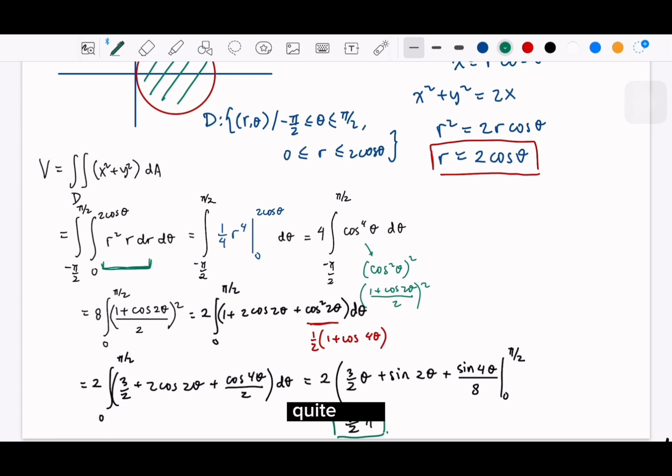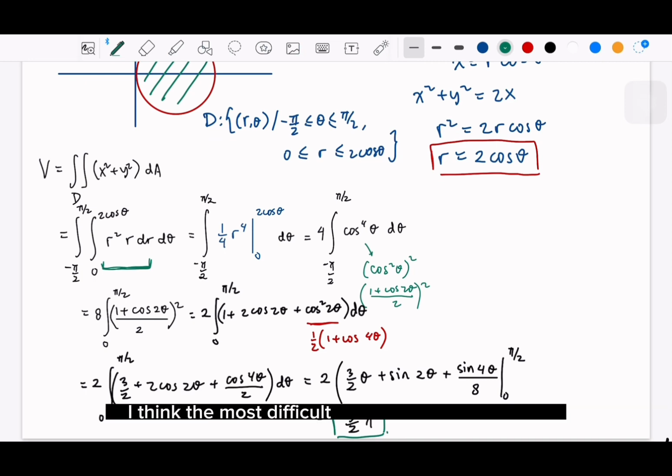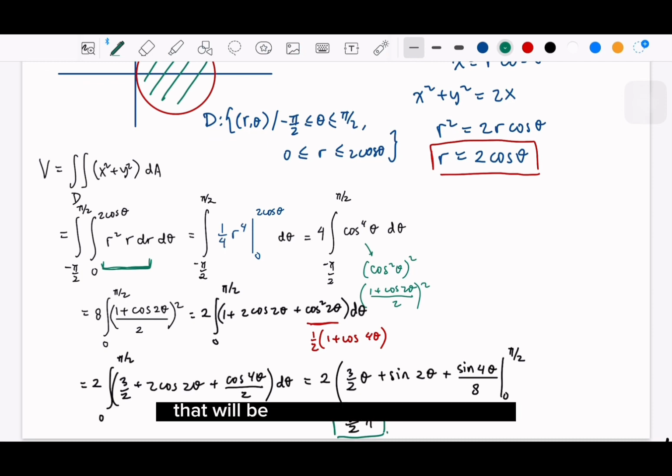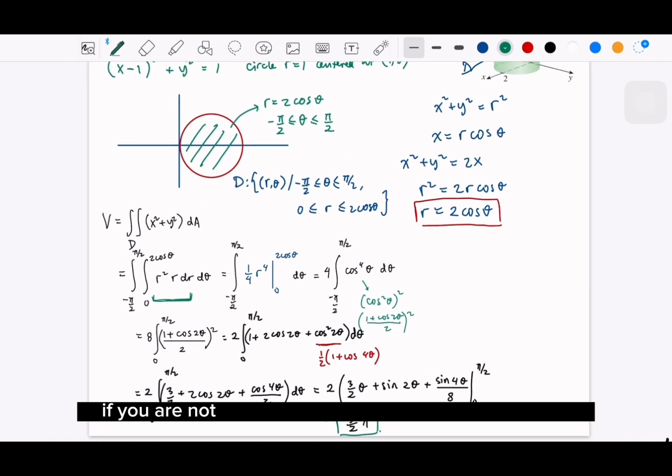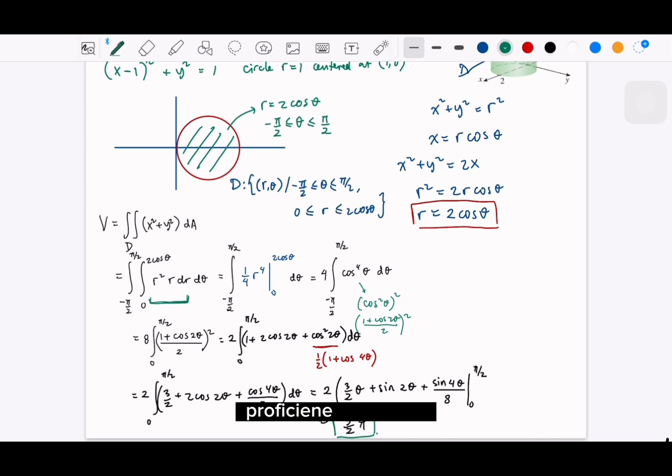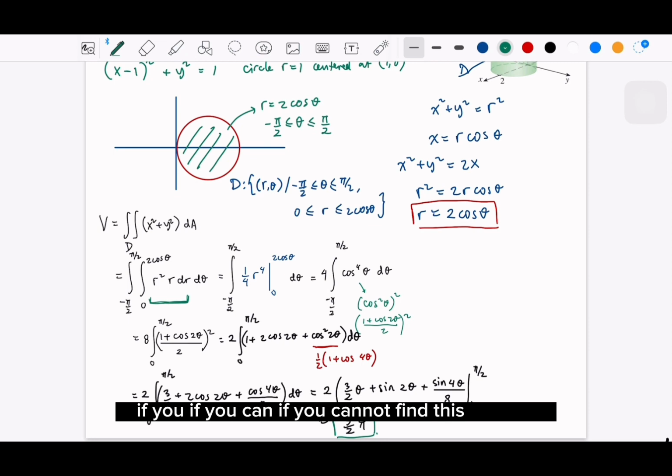So I think it's quite long, and especially every step takes time. But after this integration, I think it should not be really too complicated. I think the most difficult one is to define the polar curve. That will be the one that is quite tricky. If you are not able to find any connection between the Cartesian and polar, if you cannot find these relations, it will be very difficult to solve.